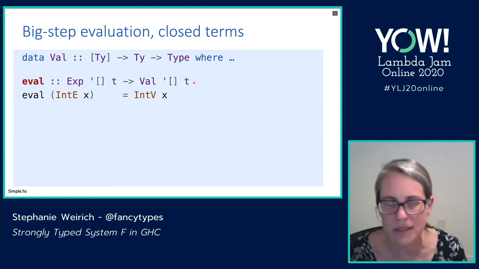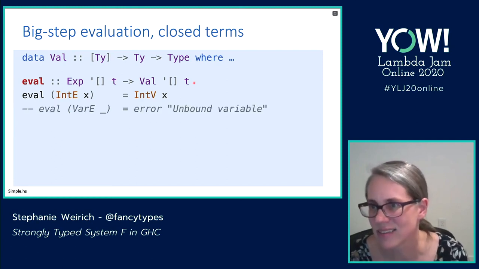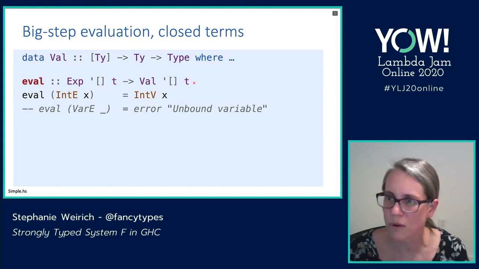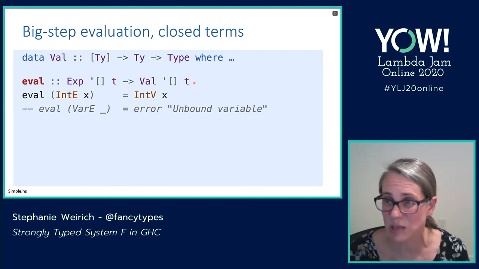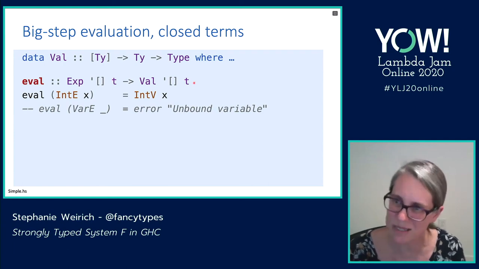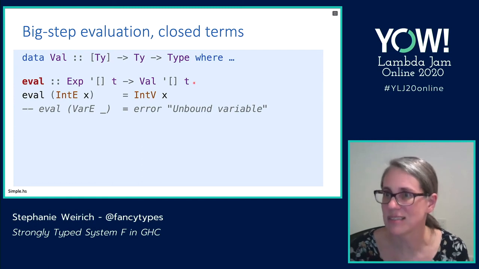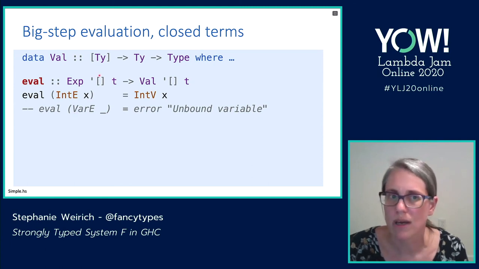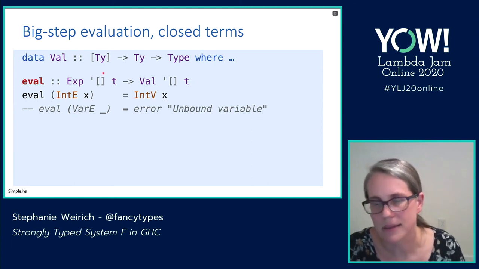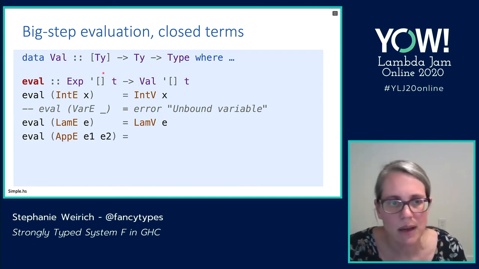So the evaluator for ints is the same. We can comment out this case, and Haskell's coverage checker will know that we don't need this case anymore. We'll be able to tell that this case is impossible. In fact, if I didn't comment it out, Haskell would give me a type error to say this is a redundant case. It's inaccessible because you're not allowed to have a variable in an empty typing context. Lambda's expression works exactly the same as before.